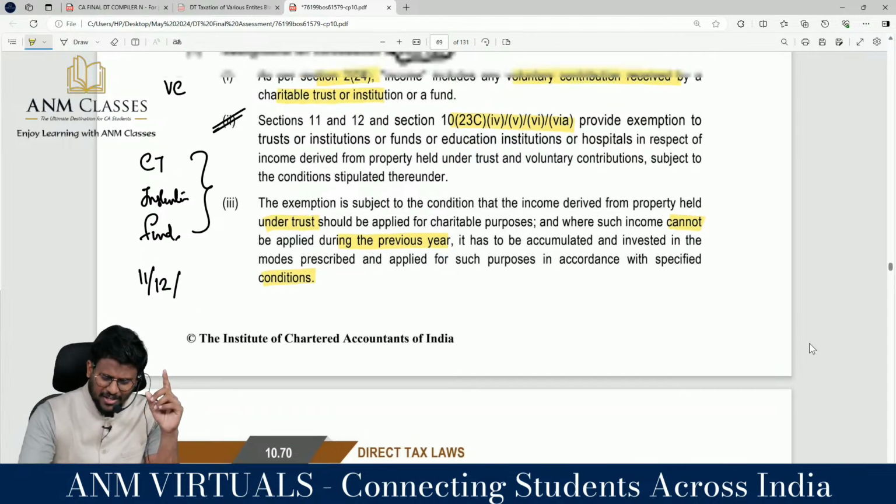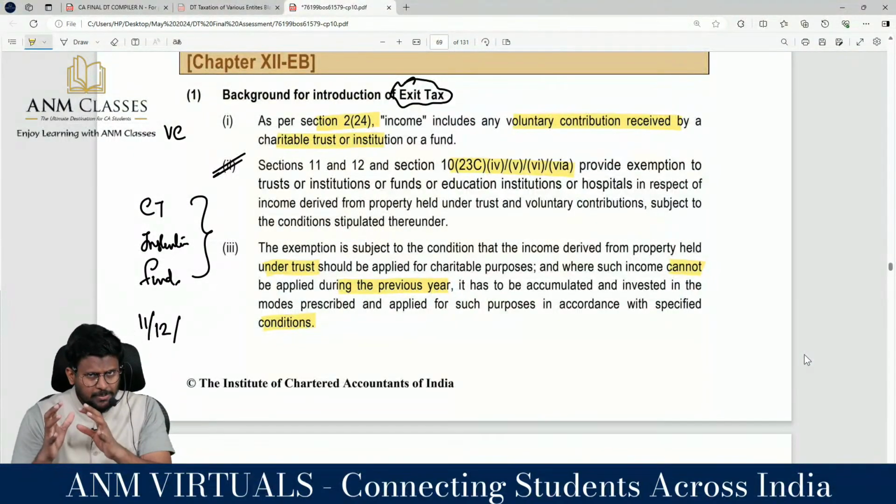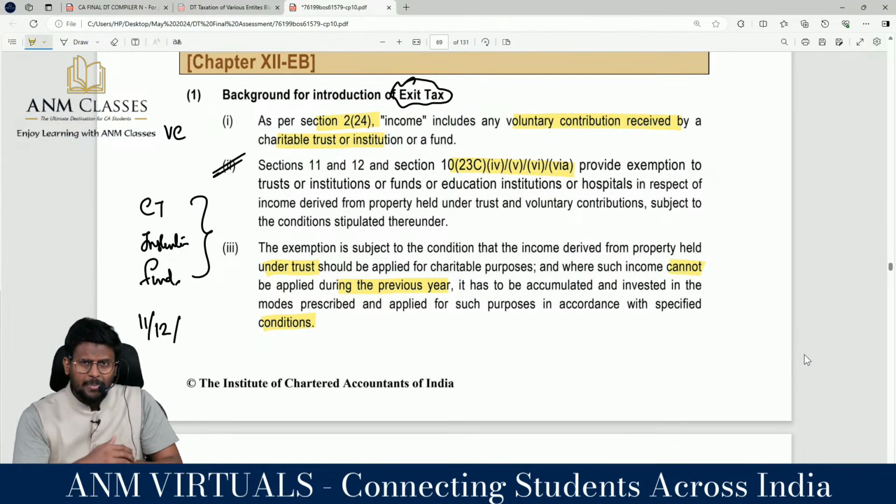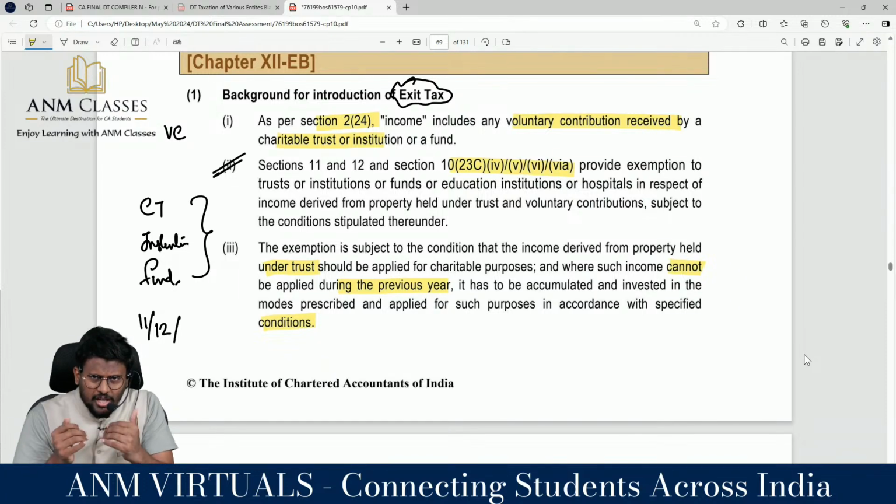So what are the takeaways? As per section 2 subsection 24, any voluntary contribution received should be treated as income. Sir, if you are starting a charitable trust or institution or fund, then their income is exempted under section 11, 12 or 10(23C) series organization. If they are not able to spend that for the charitable purpose in India, they have to accumulate it as per 11(2) or as per the explanation, and it has to be invested in the specified modes.